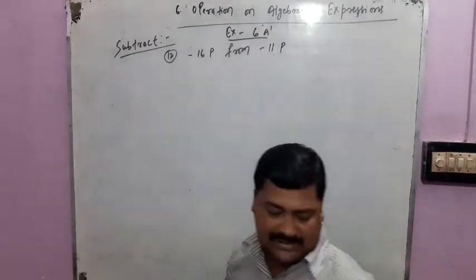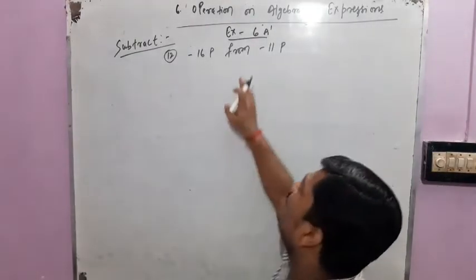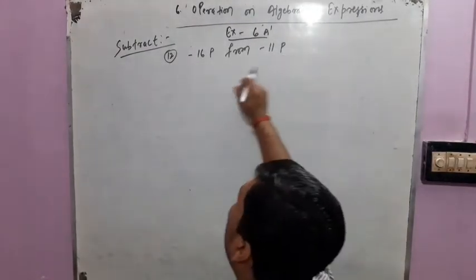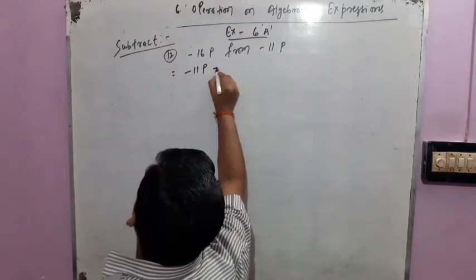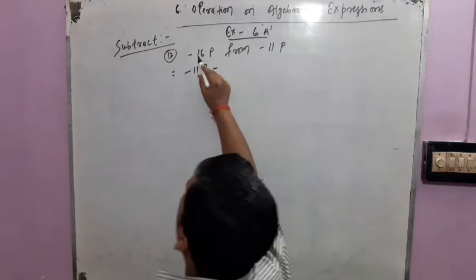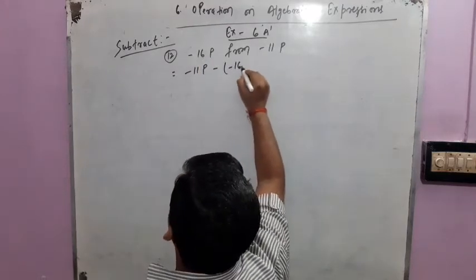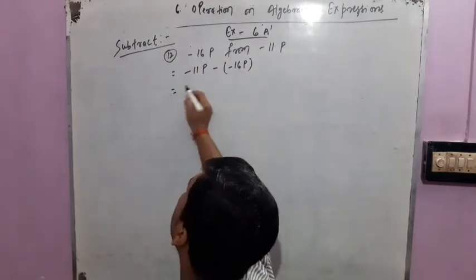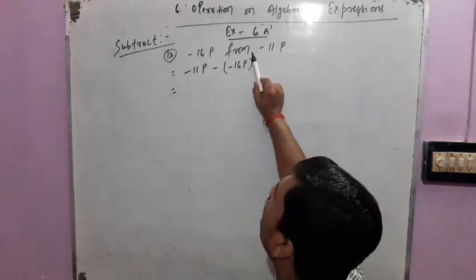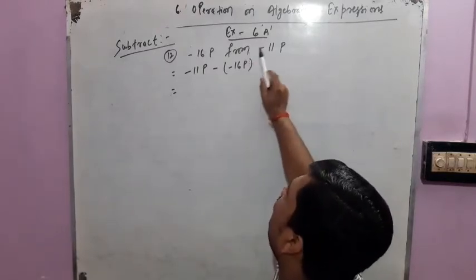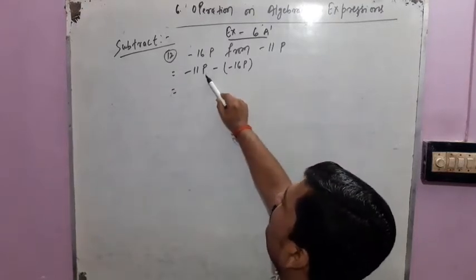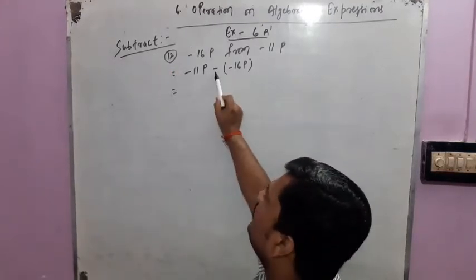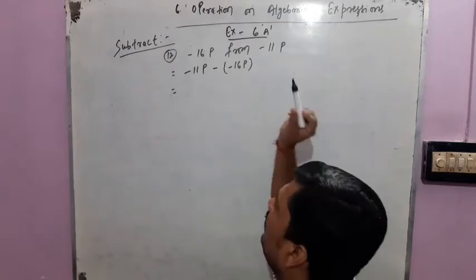In the case of subtraction, students, whatever term is written after "from", we have to write it first, minus 11p. Then we mark the sign of subtraction, and then we write the next term, minus 16p. First we write the term that comes after "from", then we give a sign of subtraction, and then we write the other term.